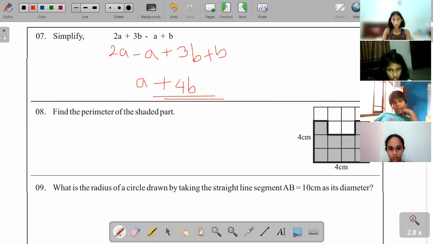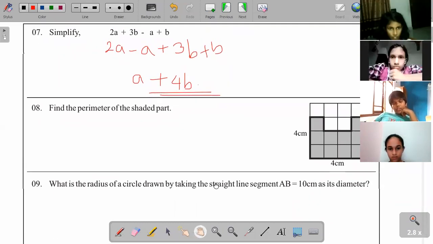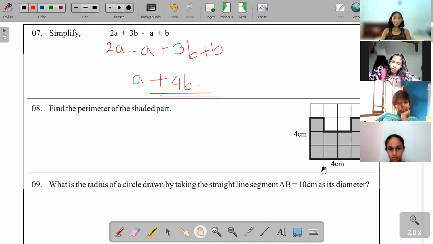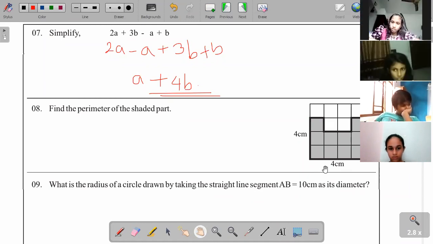Right, then I am going to number 8. Find the perimeter of the shaded part. Perimeter, do you remember? Perimeter means the sum of the bounded lines of the plane figures, no? Sum of the bounded lines. Okay, now look at this figure. How many bounded lines?